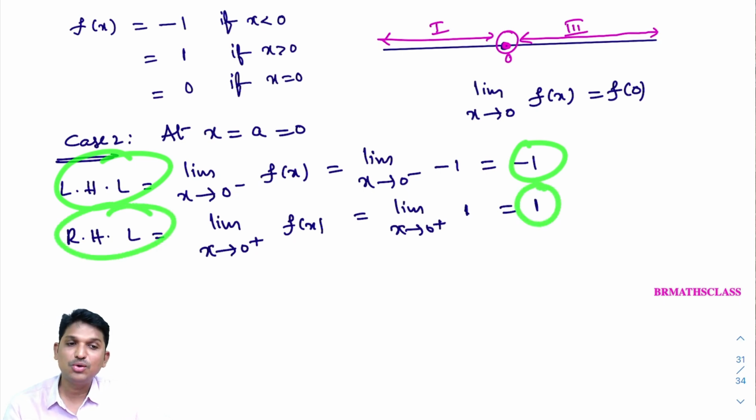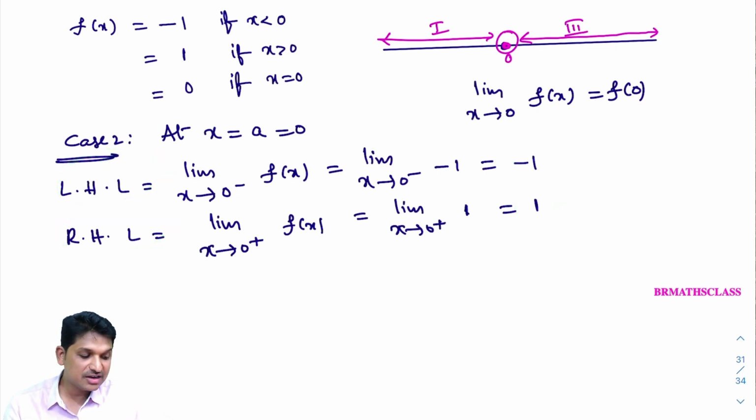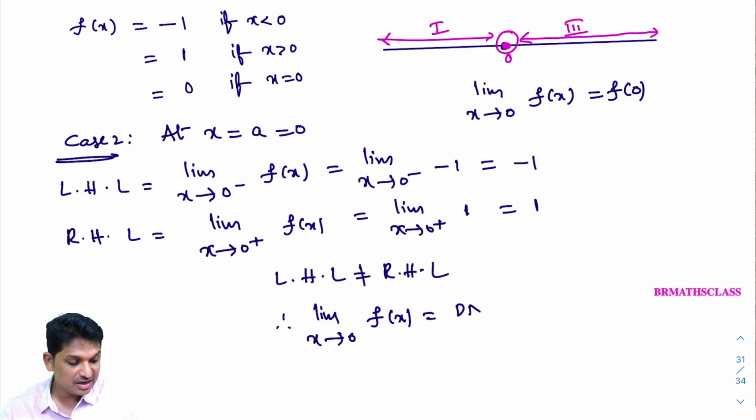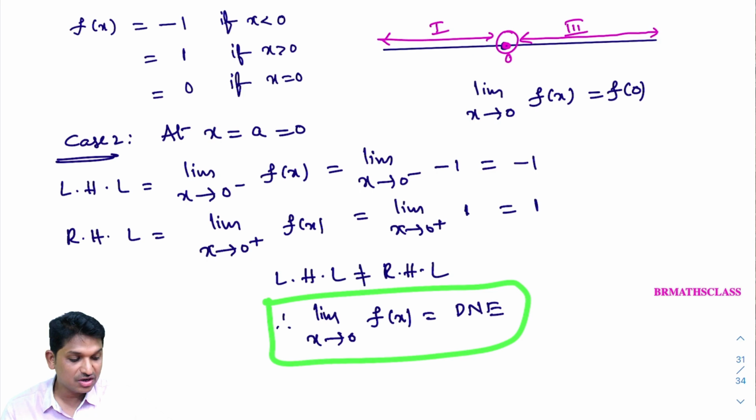Oh my god, what happened? The left hand limit is not equal to the right hand limit. These two are not equal. So does the limit exist or not? The limit does not exist. So I'll write here, left hand limit is not equal to right hand limit. So what is the conclusion? Therefore, limit x approaches 0, f of x, this limit does not exist. The limit of the function does not exist.